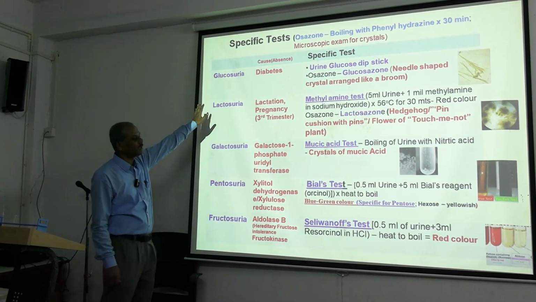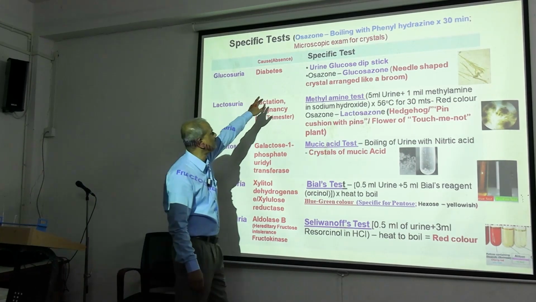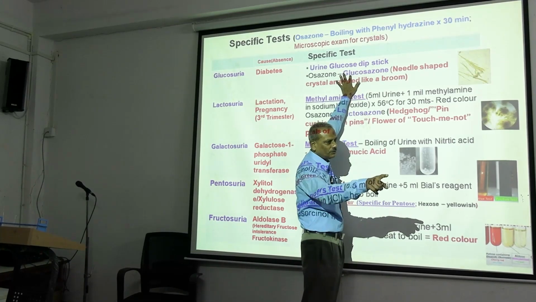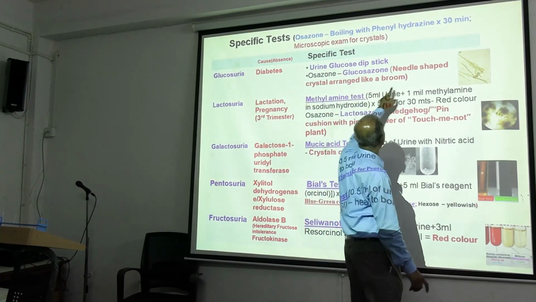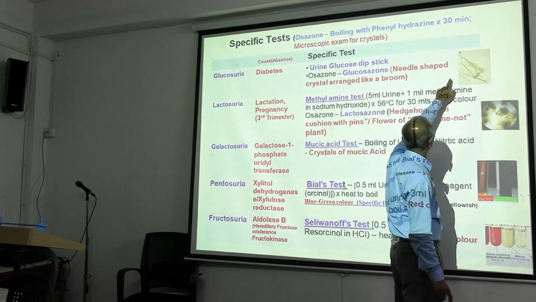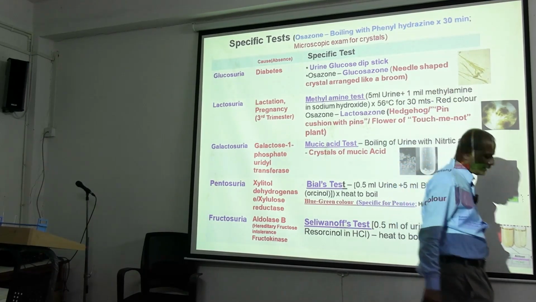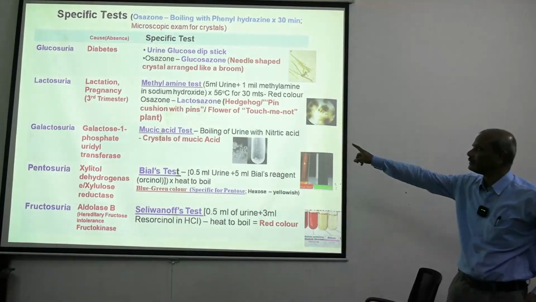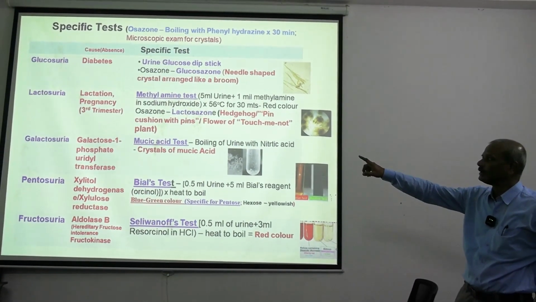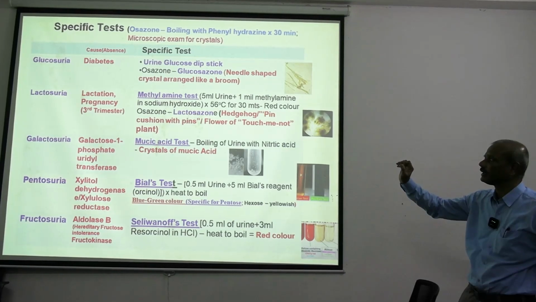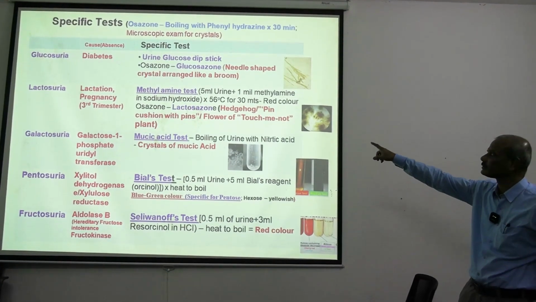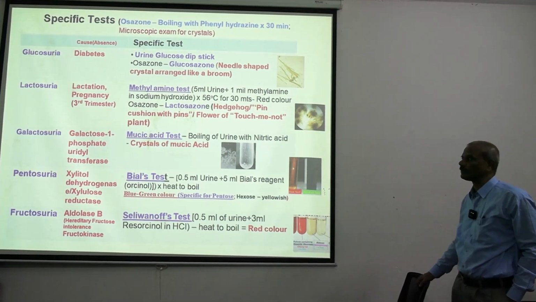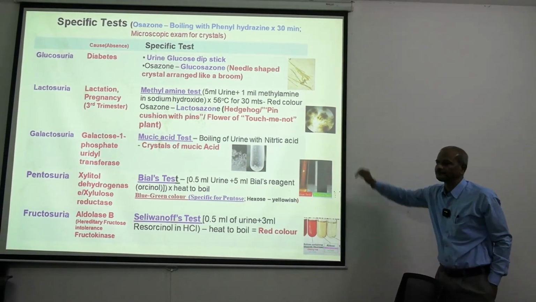So write down glucosuria, the name of the disease. It is usually called diabetes. The glucose dipstick is the commonly used method that I have shown you. Now write down the phenylhydrazine test. It gives needle-shaped or broom-like structures. Only write down whatever is written in red. Lactosuria, it is in lactation or the third trimester of pregnancy. Methylamine test, it gives an appearance of a hedgehog, a pincushion with pins, or the flower of a touch-me-not type of plant. This type of presentation.